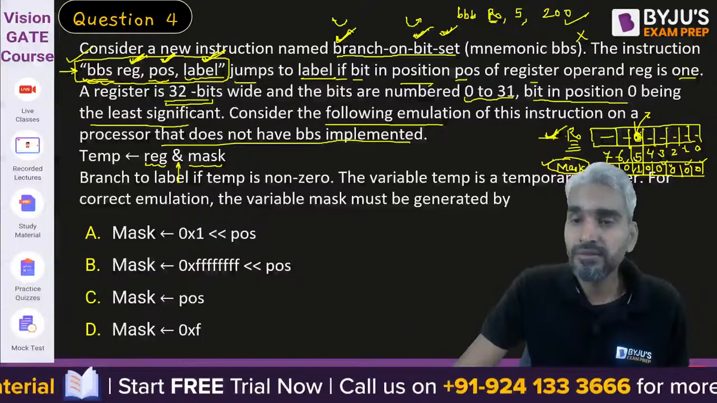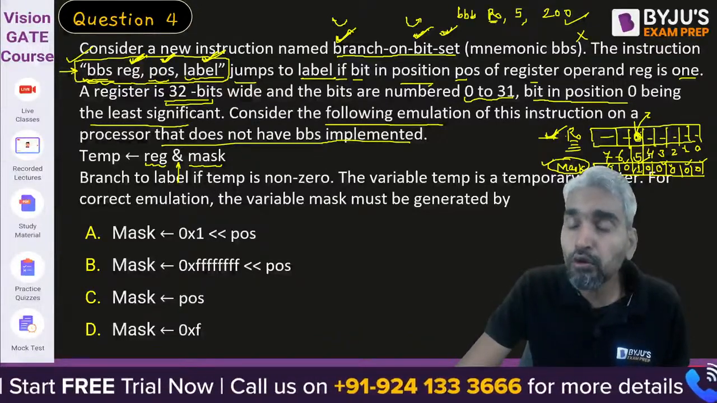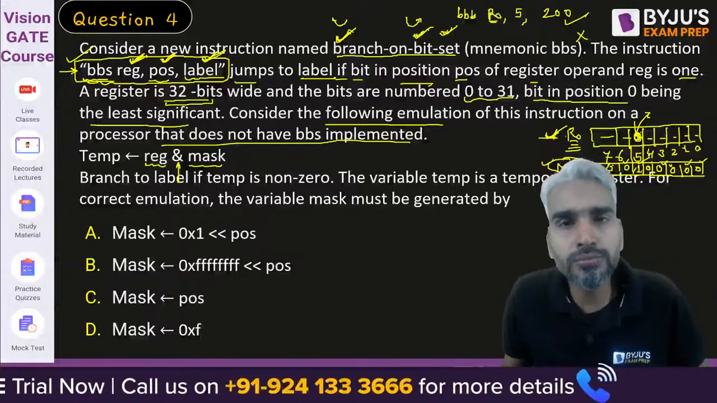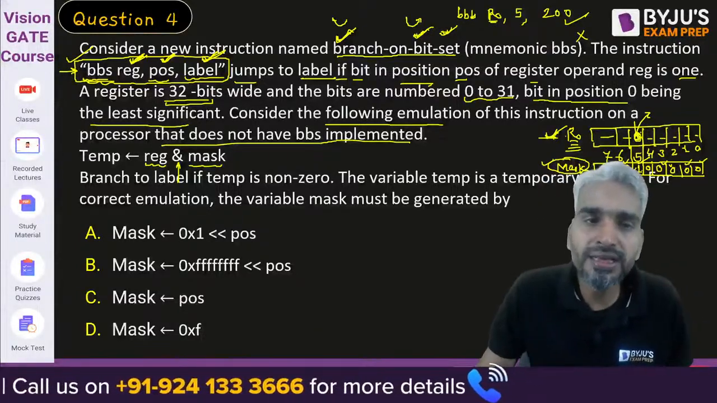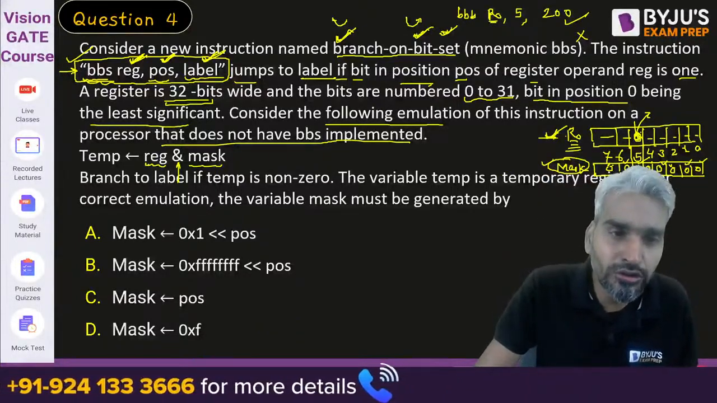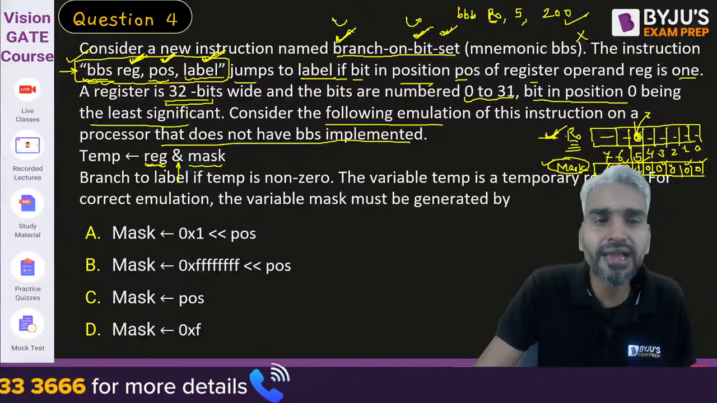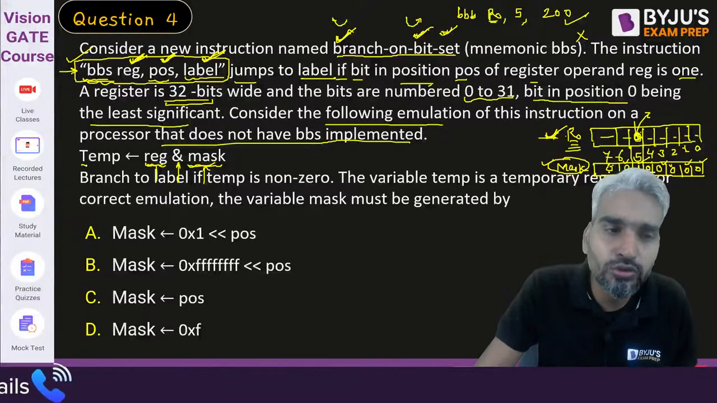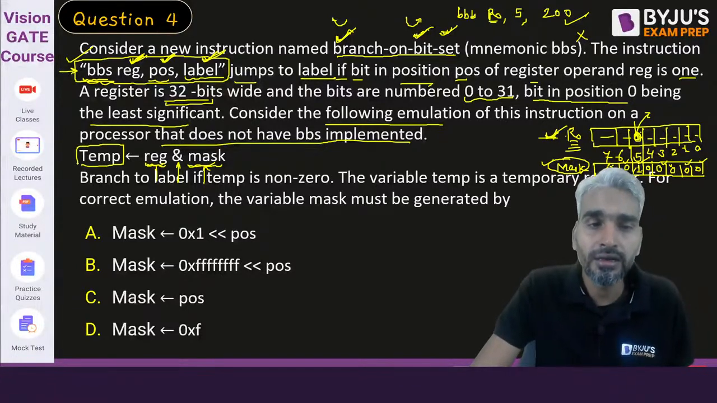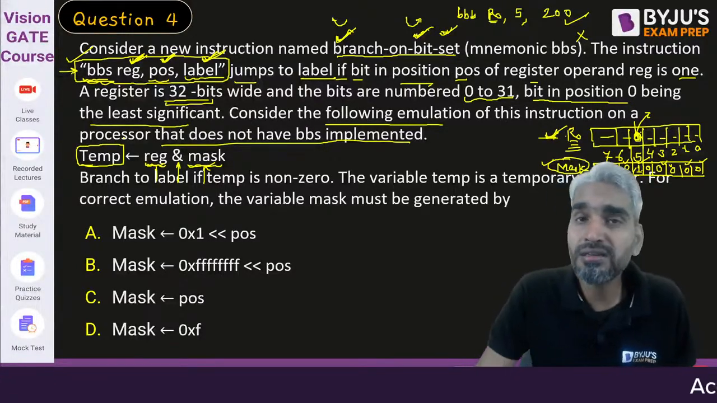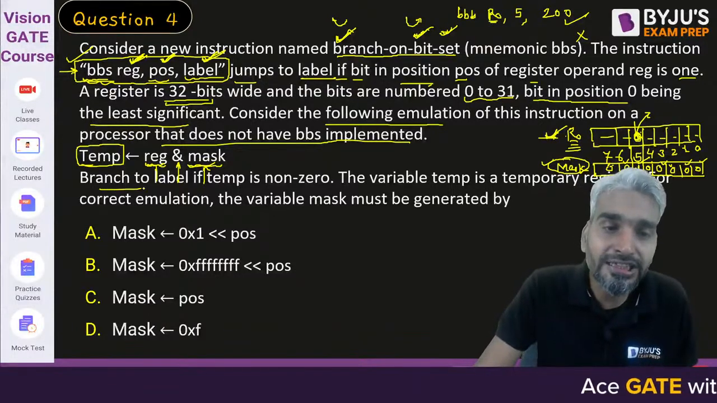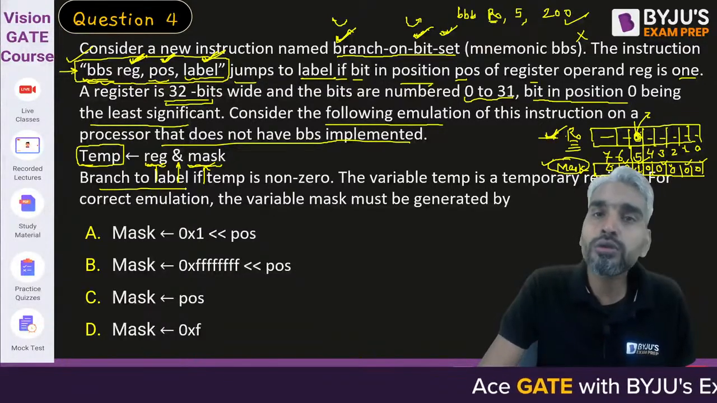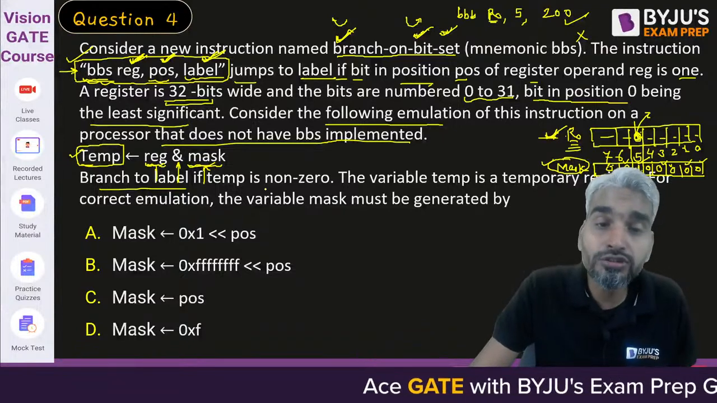in which the bit at position pos should be 1, all other bits should be 0. So basically what is it doing? It is performing the AND operation of the content of the register with this particular mask, and it is storing it into a temporary register. Then it is saying that we will branch to label if the result in temp is non-zero.